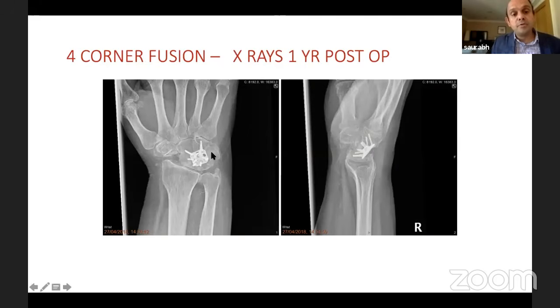So I did a 4-corner fusion. You can see trabeculae, so it's all healed up. It's an X-ray 1 year post-op. So, scaphoidectomy, 4-corner fusion. The other thing is, if the carpus is impinging on the styloid, you also do a styloidectomy, which you can see on your II images at the time of surgery.